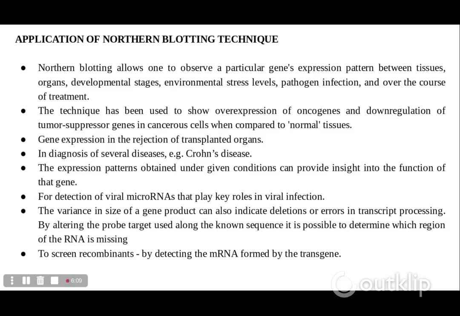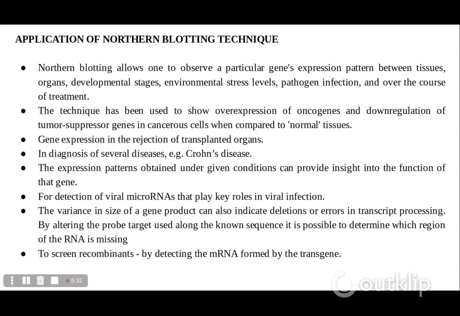Now, the applications of northern blotting involve observing a particular gene expression pattern between tissues, organs, developmental stages, environmental stress levels, pathogen infections, and other courses of treatment. The technique has been used to show overexpression of oncogenes and downregulation of tumor suppressor genes in cancerous cells when compared to normal tissues. Gene expression, rejection of transplant organs, and the diagnosis of several diseases like Crohn's disease also can be achieved. The expression pattern obtained under given conditions can provide an insight on the function of the gene.